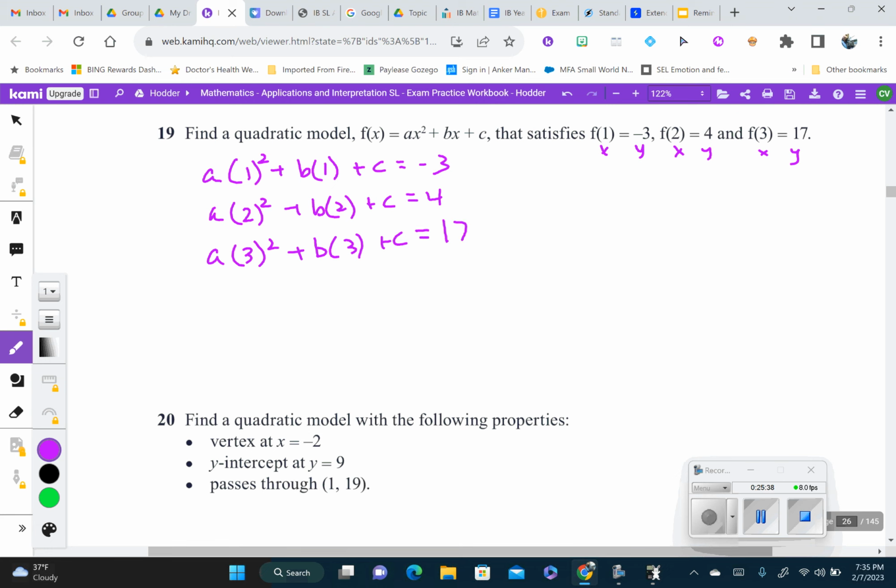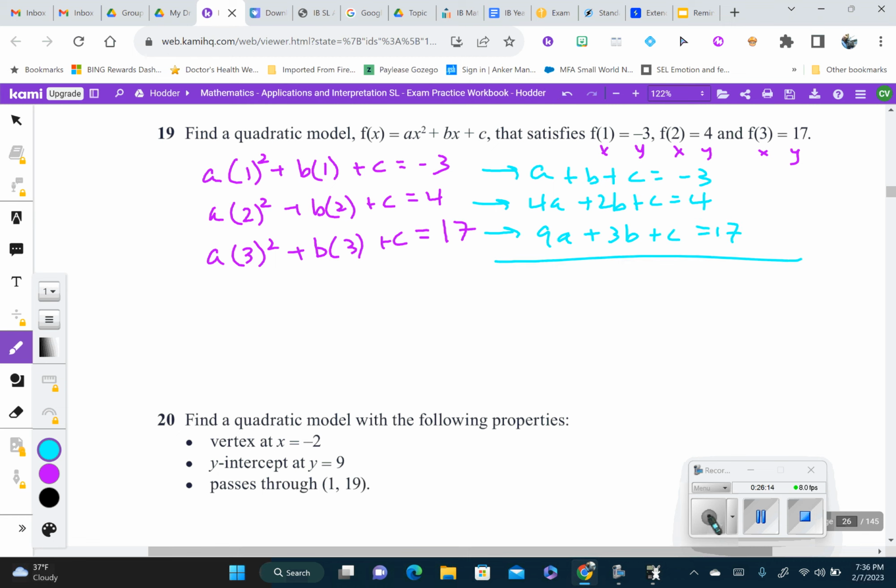Okay, so I'm going to take each of these and I'm going to rewrite them. Let's use this little teal color. Hopefully you can all see. So 1 squared times a is just a, plus b times 1 is b, plus c is equal to -3. 2 times 2 is 4, so it's going to be 4a plus 2b plus c is equal to 4. And over here we're going to have 9. 3 squared is 9 times a is 9a plus 3b plus c is equal to 17.